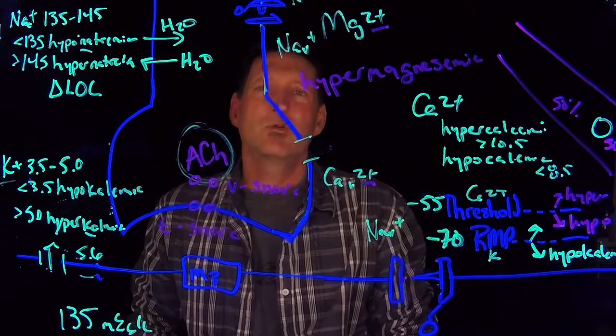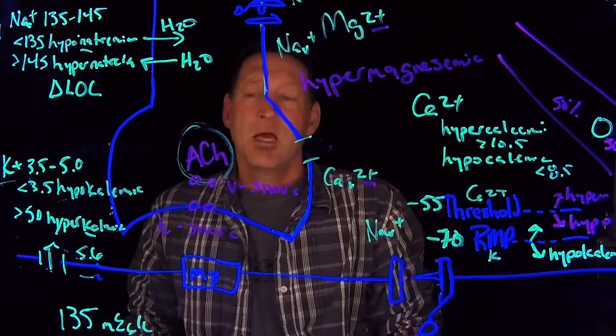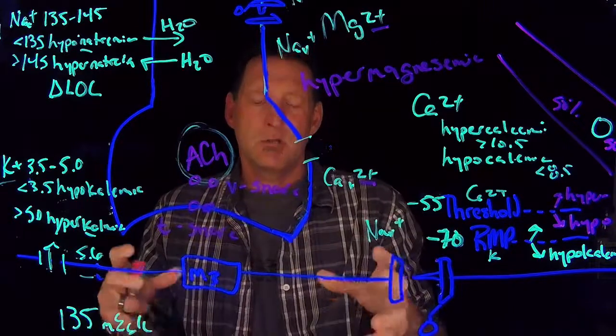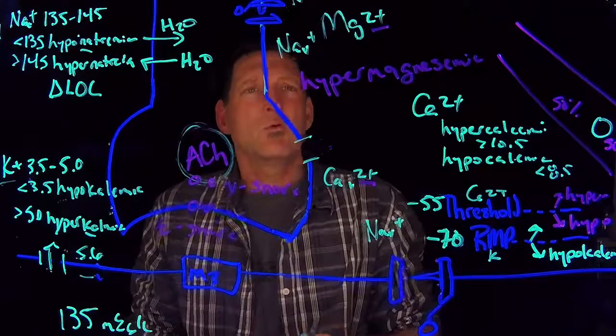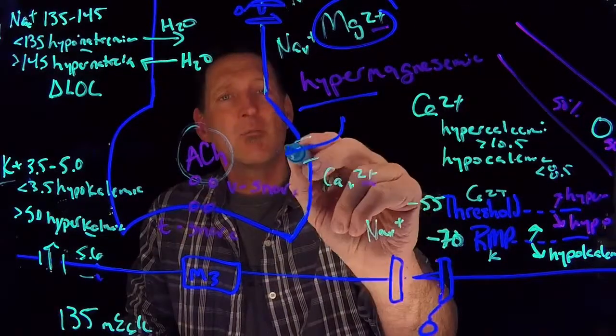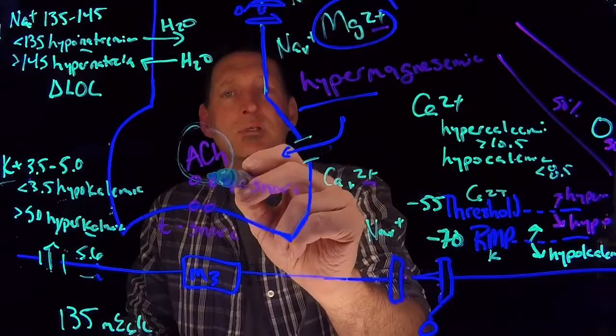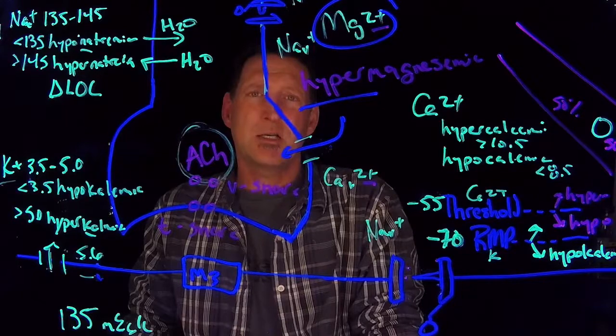So what you can do is you can actually give them magnesium. If I give magnesium, it's considered a tocolytic agent. Toco is the tonus of the uterus, and then lytic is to break. So what you would do is you would give them magnesium, create hypermagnesemia. It's going to compete with calcium. You're going to release less ACh, and you're going to decrease the contractility.